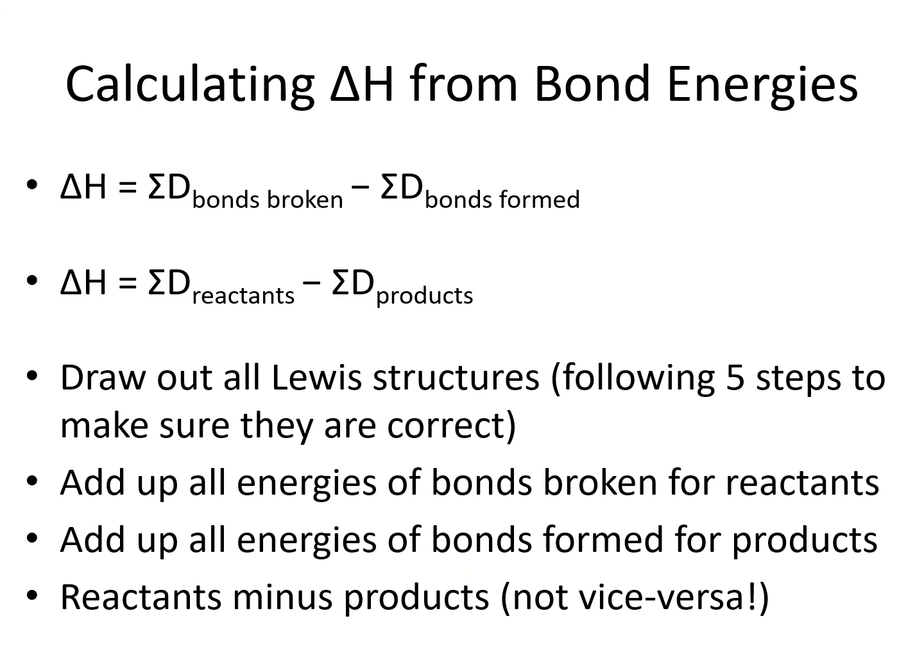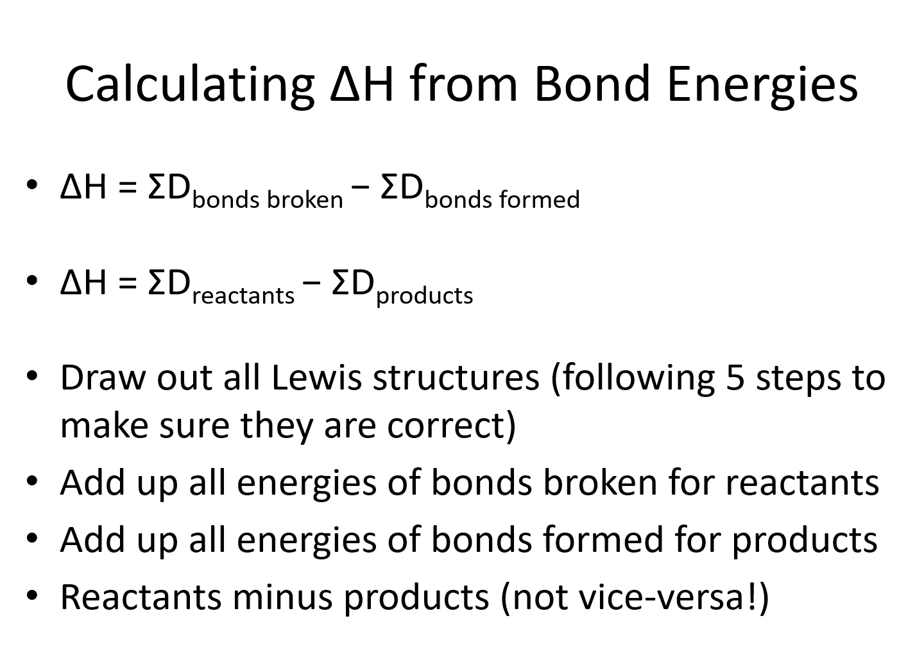So to calculate the overall delta H for a reaction from bond energies, we're going to take the sum of the bond energies for all of the bonds that get broken and subtract the sum of the bond energies for all of the bonds that get formed. Another way of thinking about this is we're going to take the sum of the bond energies of the reactants and subtract the sum of the bond energies of the products. So the reactants are having their bonds broken, and the products are having their bonds formed. So we're doing reactants minus products in this case.